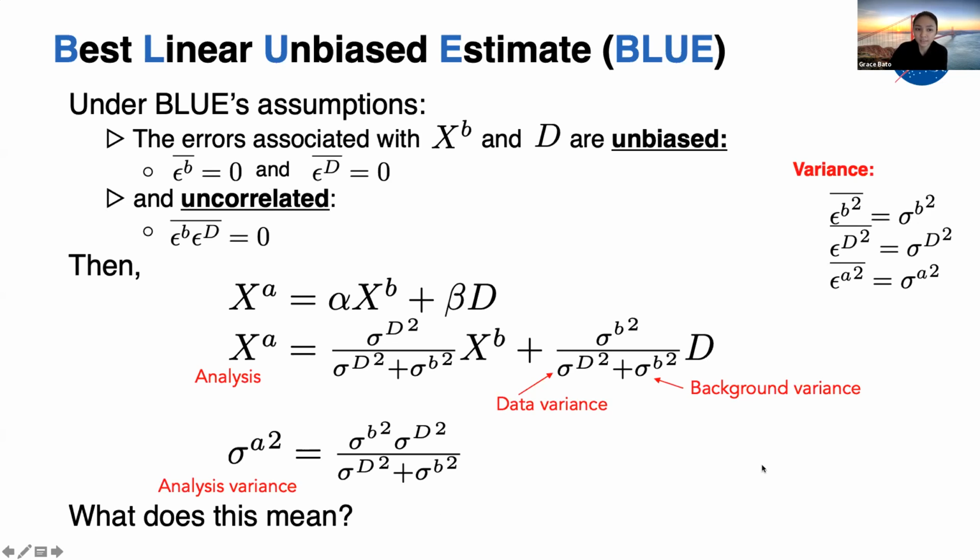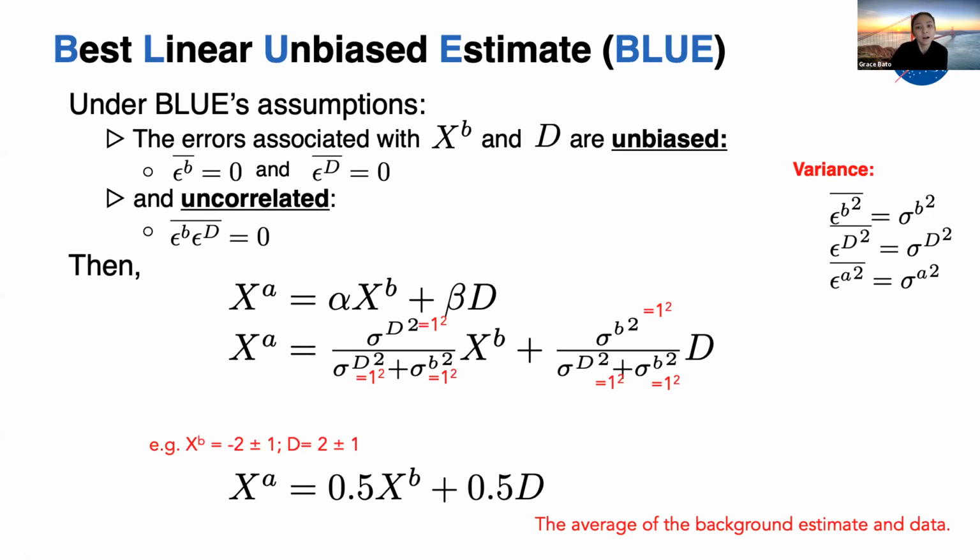But what does this actually mean? If we take a scalar case example, for example, if xb is equal to -2 with an uncertainty of 1, and if we set d, or data, equal to 2 with an uncertainty of 1, as I've said earlier, they have the same uncertainties. So basically, you just average the values of xb and d. And in this particular case, -2 plus 2 over 2 is just 0. So your best estimate is 0.